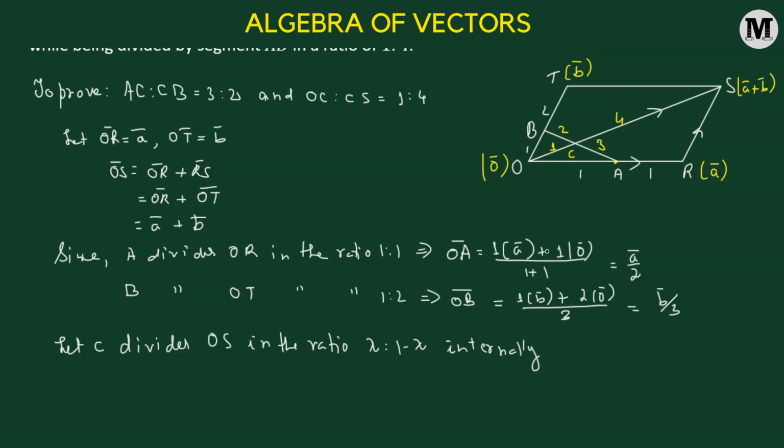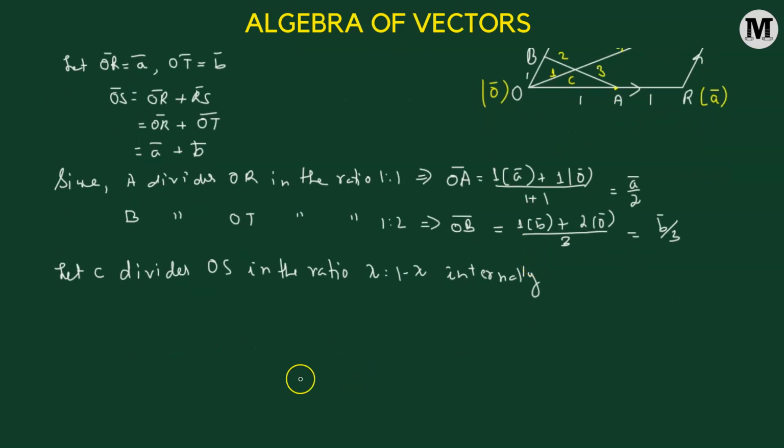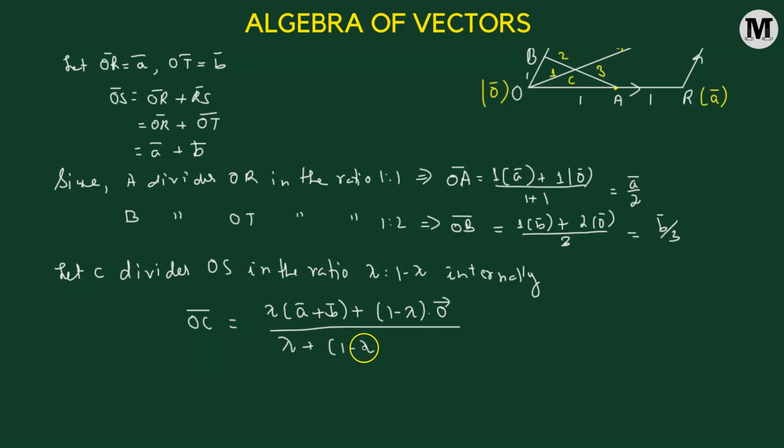This is our ratio, which means that if we apply the internal section formula, then the position vector of point C is going to be lambda multiplied by the position vector of S, which is A vector plus B vector, added to 1 minus lambda multiplied by the position vector of the origin, that's the null vector, divided by lambda added to 1 minus lambda. That's going to give us lambda times (A vector plus B vector). Okay, let's label this as number 1.